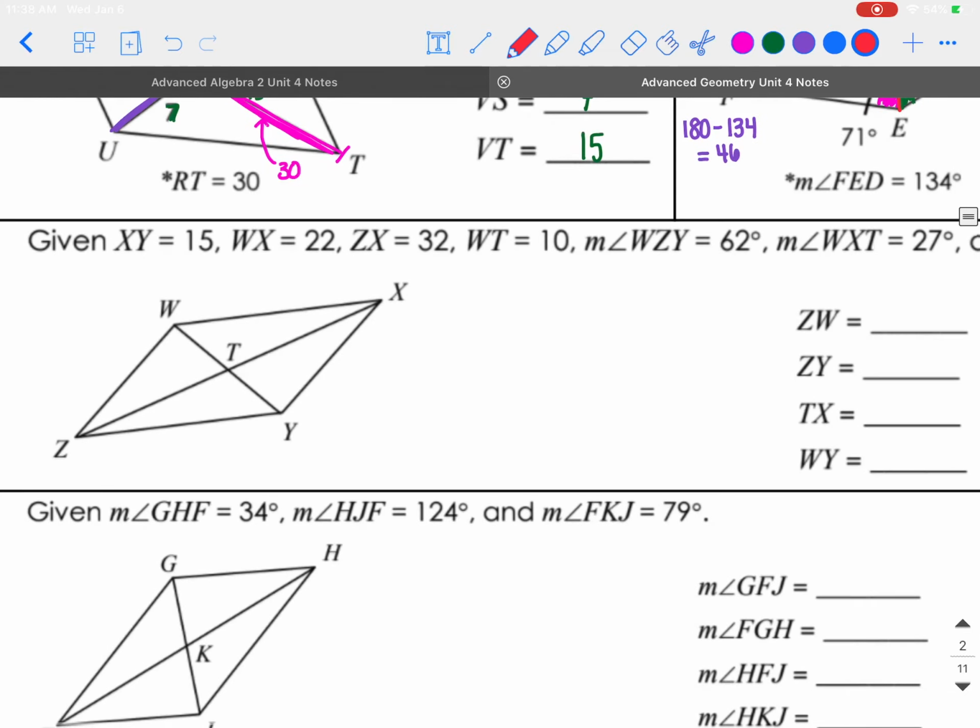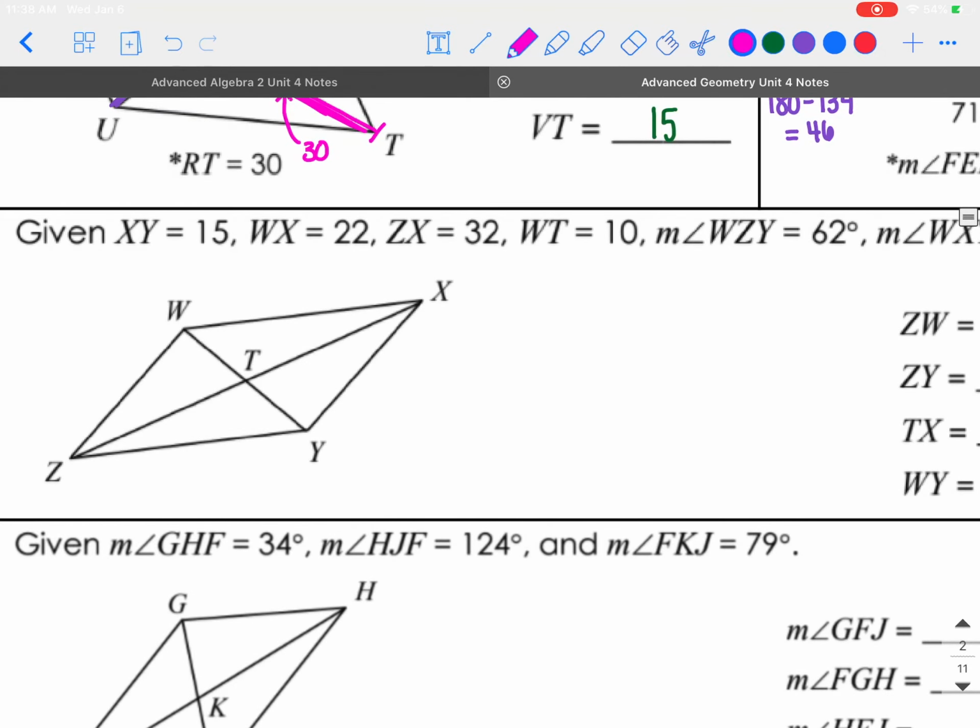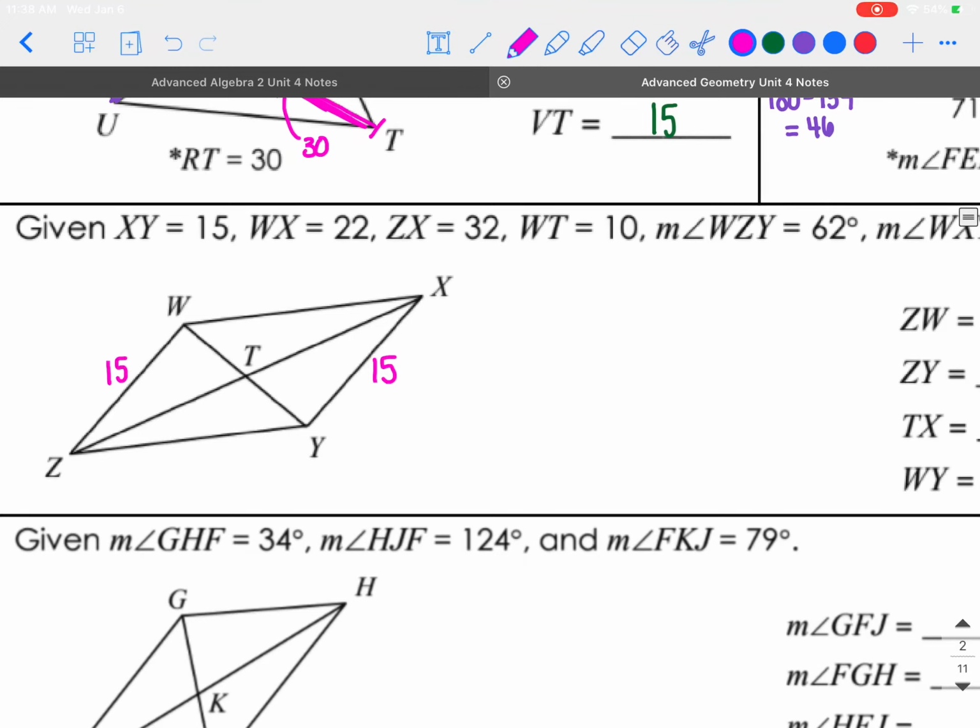So let's do some more. Let's label. XY is 15. I'm going to go ahead and say, well, that means WZ is also 15. WX is 22. Oh, that means that over here is also 22. It tells me that ZX is 32. What that means is that I have 16 and 16. Because 32 divided by 2 is 16. And WT is 10, so that means TY is 10.